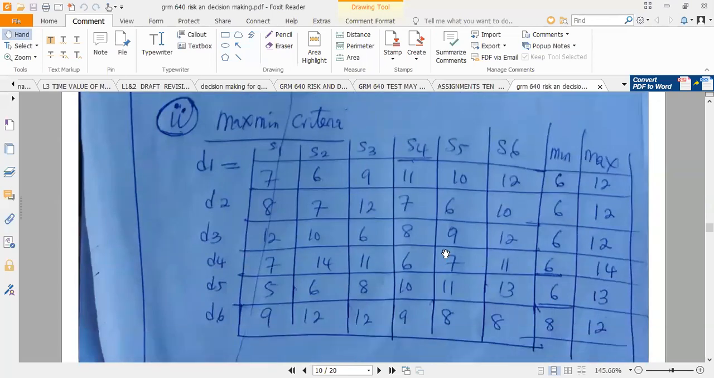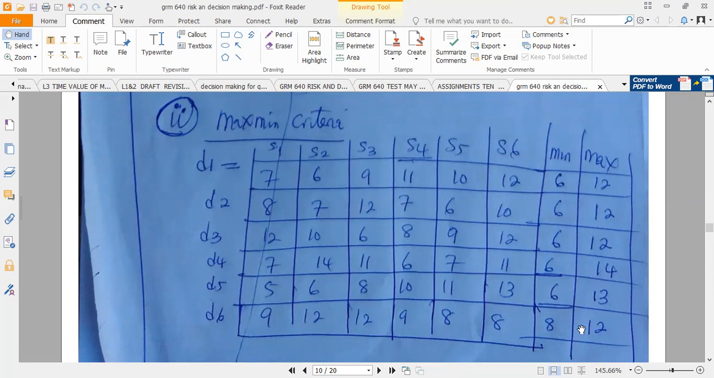Then for the other ones, we have the payoff table. We pick the minimum value and the maximum value. When you go here, the smallest value is 6. When you go here, the highest value is 12. Here it's 6, the smallest value, and the highest value is 12. Here, the smallest value is 6, the highest value is 12 again. Here, the smallest value is 6, the highest value is 14, etc.